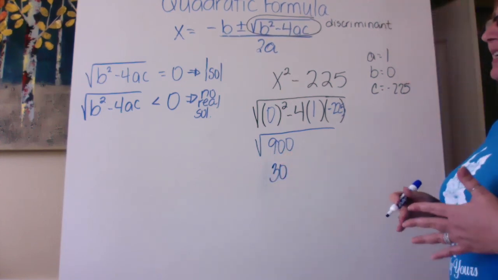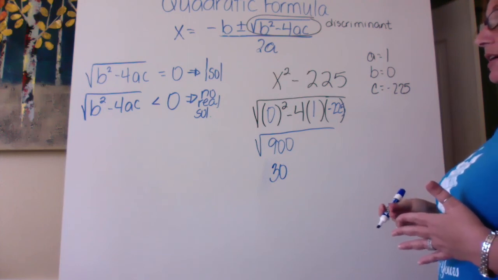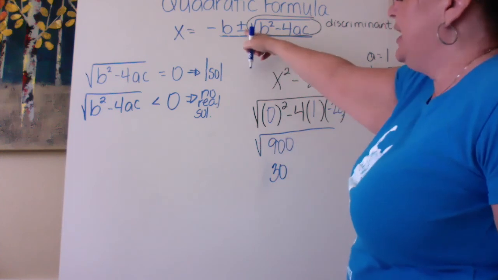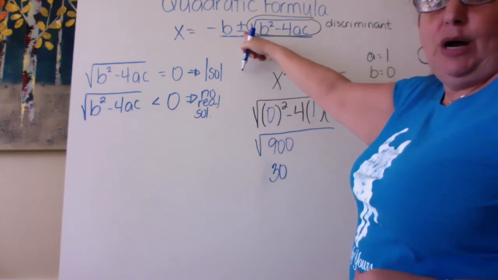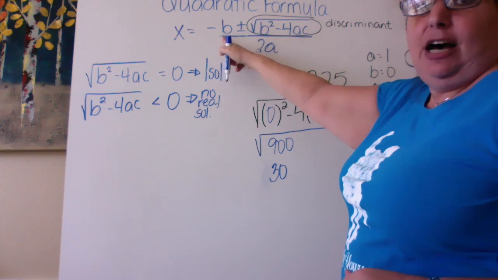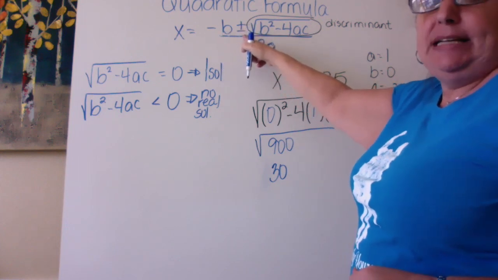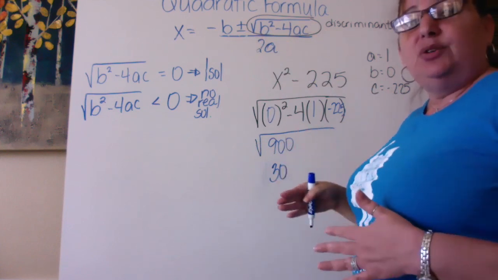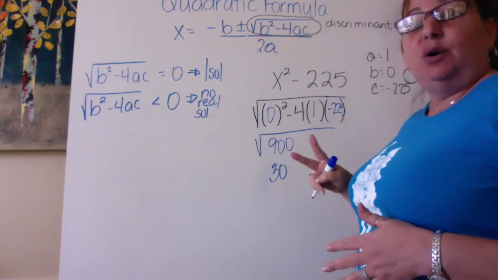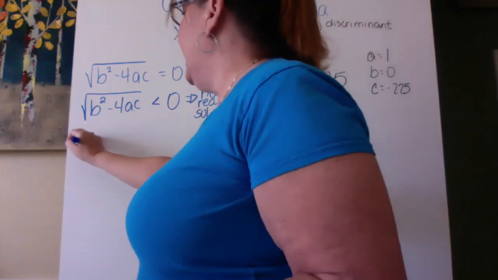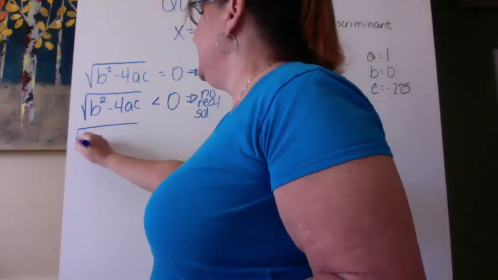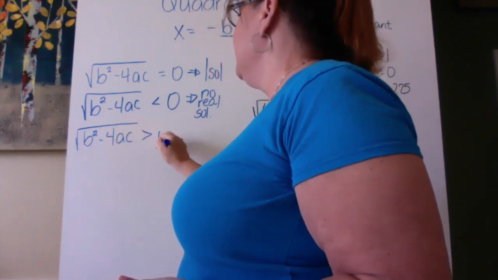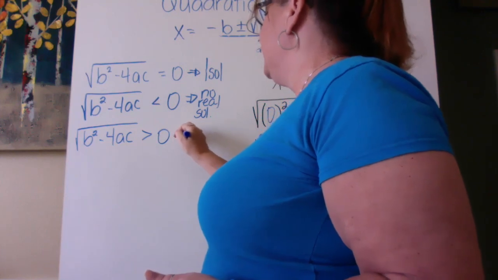If my discriminant is greater than 0, then I have two solutions, because what that's saying is if I go back up into my entire quadratic formula, I have the opposite of B plus or minus 30. That means one solution is going to be plus 30 and one solution is going to have minus 30. So I'll have two solutions. So the last one over here is if B squared minus 4AC is greater than 0, you have two solutions.